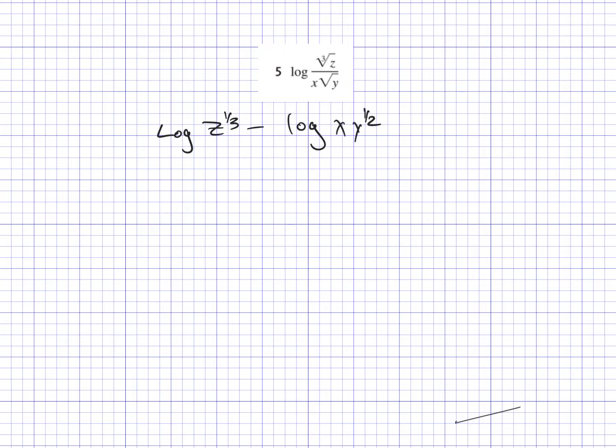So I'm changing the radicals to exponents. So the answer should be 1/3 log z minus 1/2 log x minus, not x, I'm sorry. Let's take that off of there. The log of x, and that would be plus, except you have a minus sign here, you got to distribute through, so it'd be minus 1/2 log y. And that would be your final answer.